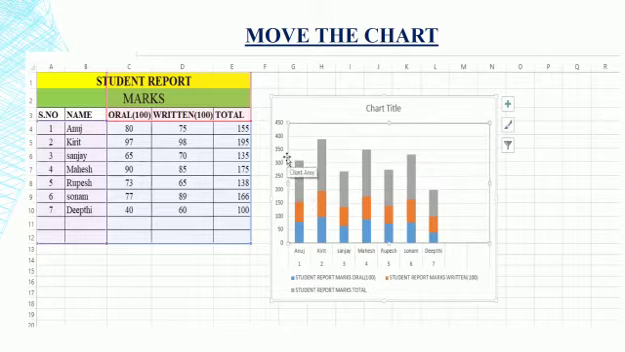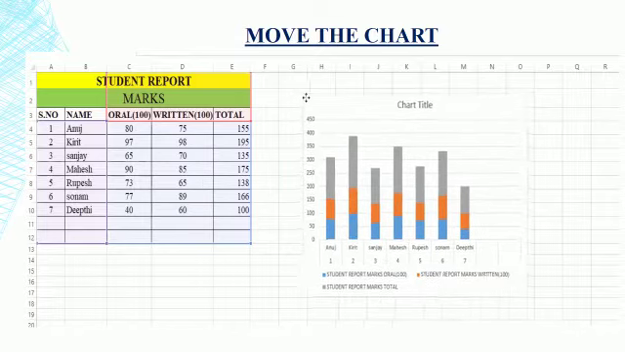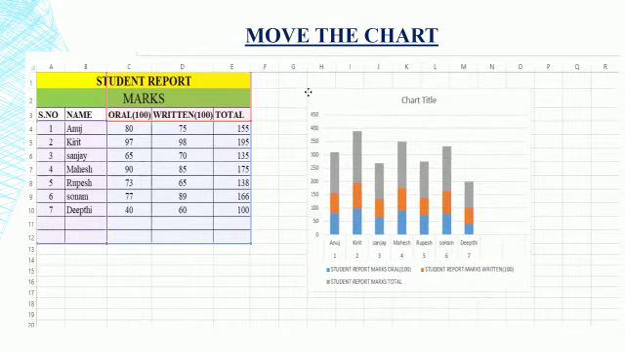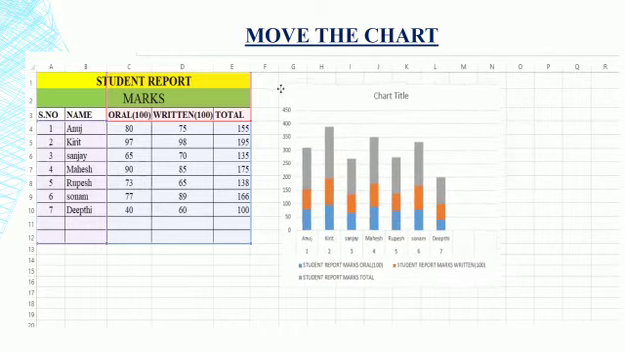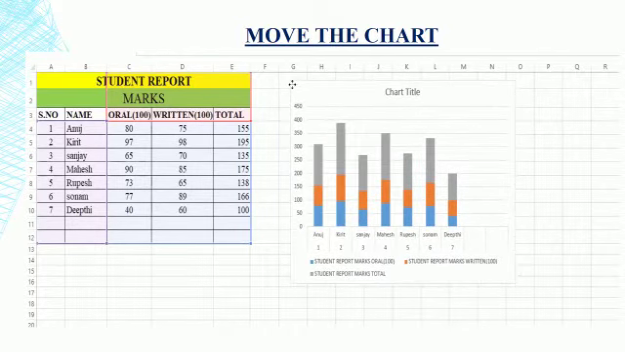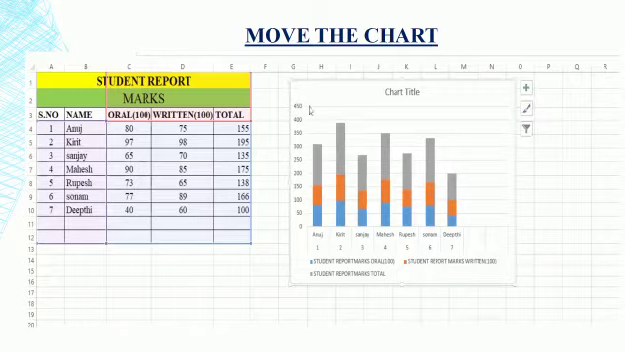To move the chart, place the cursor on the chart area. You can observe the screen, children. Place the cursor on the chart area. A four-headed arrow appears. Press and drag it in order to move the chart in any direction. You can observe, children, we can move the chart in any direction. Release the mouse to place the chart in the desired location. Understood, children?